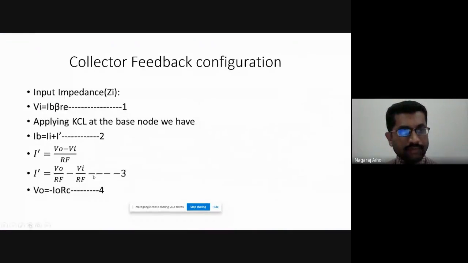This is I dash here, V naught minus VI by RF. I can write it as V naught by RF minus VI by RF. I dash will be equal to V naught by RF minus VI by RF. I am separating this portion V naught by RF, then minus VI by RF. It is a common denominator. Then V naught is given by minus I naught RC.